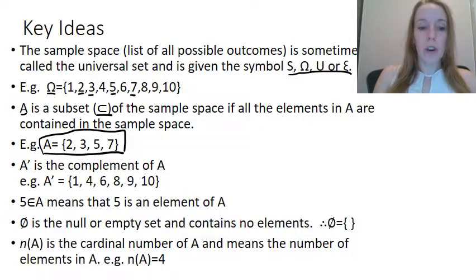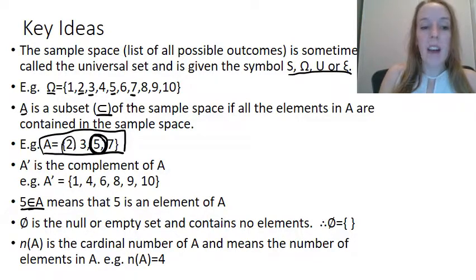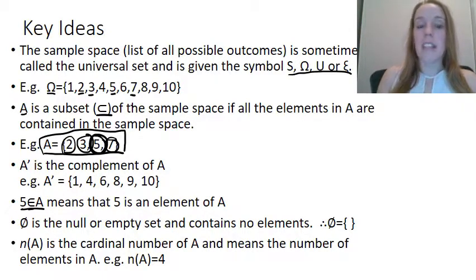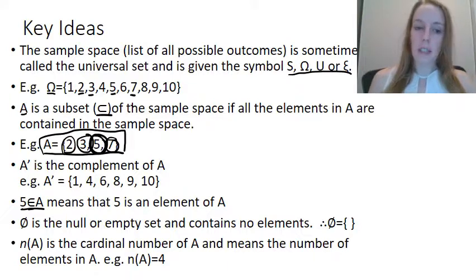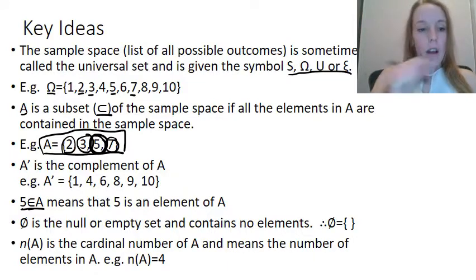We've also got a new symbol here, which looks like a curvy E, and that's the symbol for elements. So 5 ∈ A just means that 5 is an element of A. If we look at our subset A, you can see we've got 5 in there, which means it's an element of A. So 2 would also be an element of A, so would 3, and so would 7. They're all found within A, so we say they're elements of A.